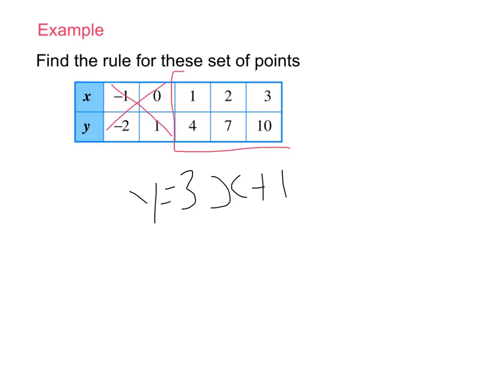Now, this is our idea. So we've times x by 3 and we've added 1. We've come to the solution. With 0 here, 0 times 3 is 0, plus 1 is 1. Minus 1 times 3 is minus 3. Minus 3 plus 1, come back, minus 2. So it works. So the rule for this one is y equals 3x plus 1.